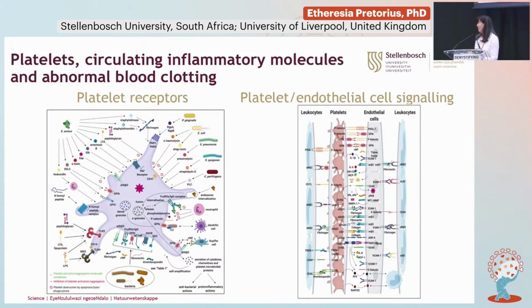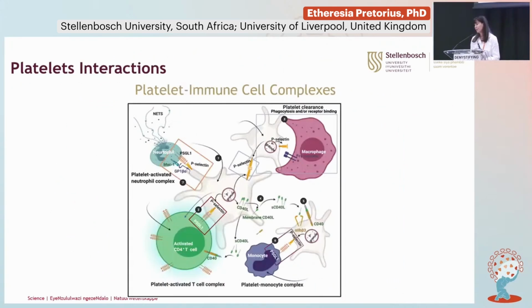So, just a brief background for those of you that might not perhaps know, the circulating inflammatory molecule interactions with platelets. Platelets are very well known to have numerous receptors on their membranes that can interact with each other, the platelets themselves with each other. They can interact with all of these inflammatory molecules via these receptors.